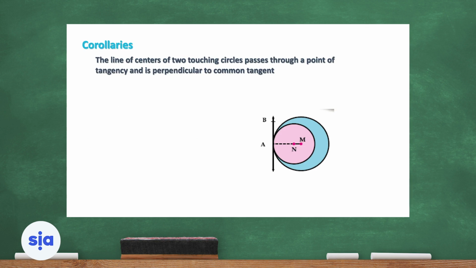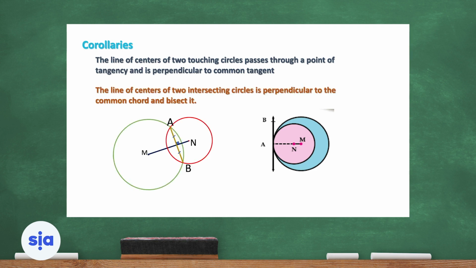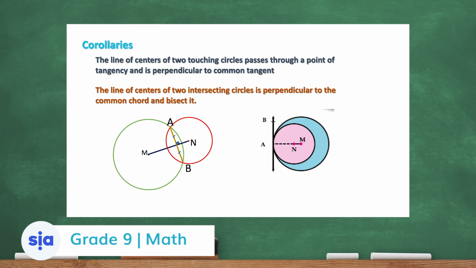Let's go to two important corollaries. The first one says that the line of centers of two touching circles passing through a point of tangency is perpendicular to the common tangent. As you can see here, this line comes from MN passing through the centers and meeting this tangent outside the circle, so it's perpendicular to this common tangent. The second one says the line of centers of two intersecting circles is perpendicular to the common chord and also bisects it.